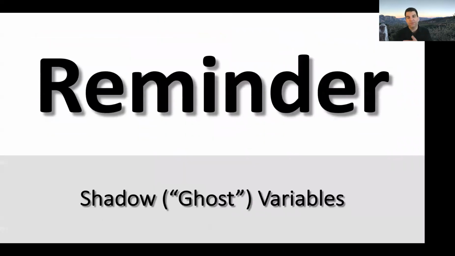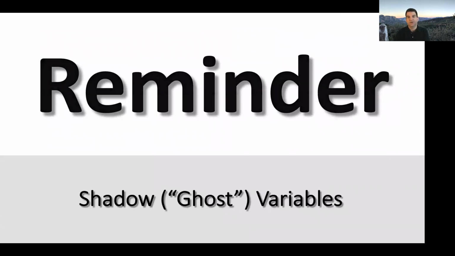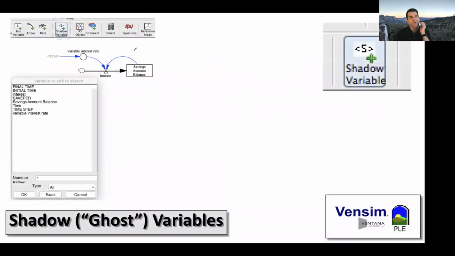All right, the other thing I wanted to remind you of are these shadow variables. In Vensim they're called shadow variables. In Insight Maker, they're called ghost primitives. So in Vensim, if you go up here and hit shadow variable, you can then create a shadow variable like this one, and it will end up having a gray color, and it'll have these little angle brackets around it. And when you create it, it says, well, what do you want to be your shadow variable?